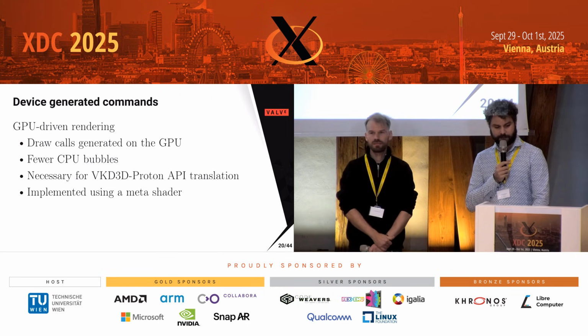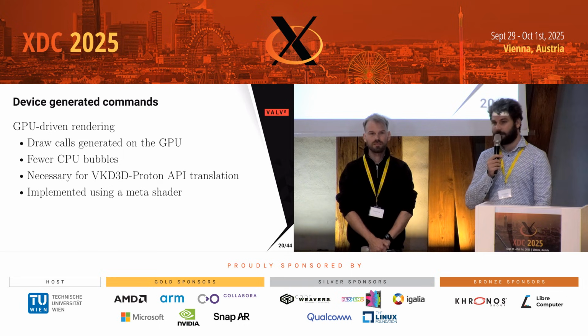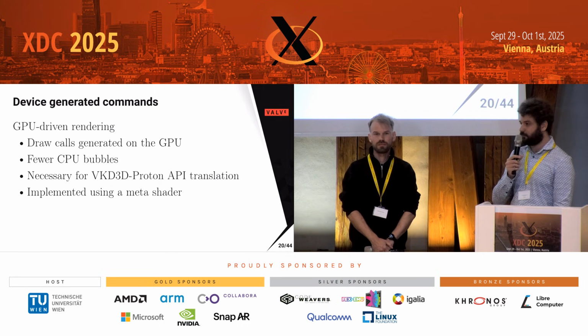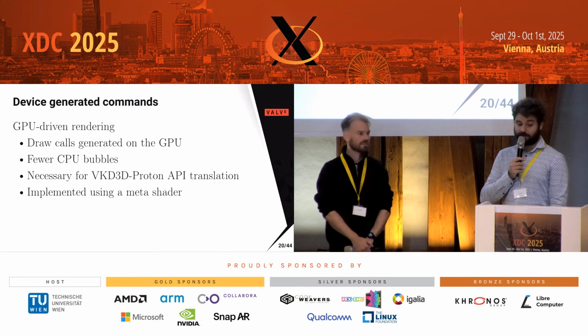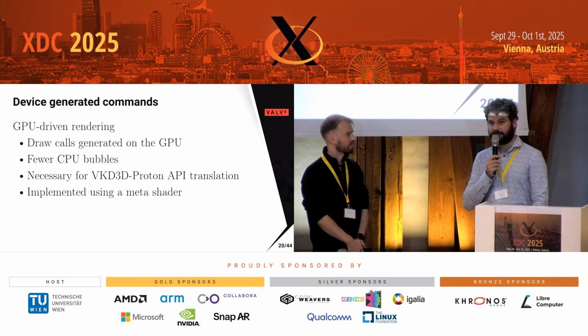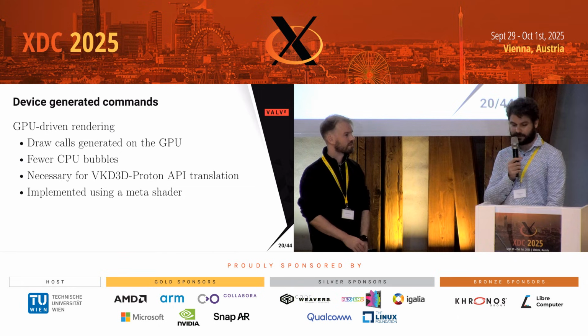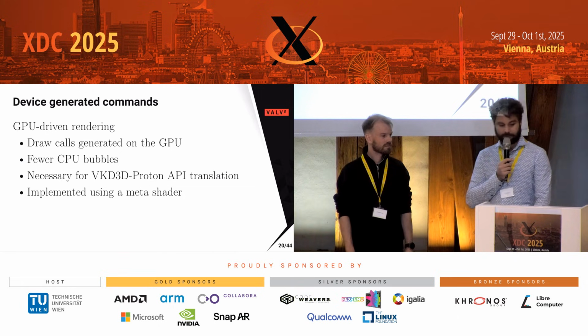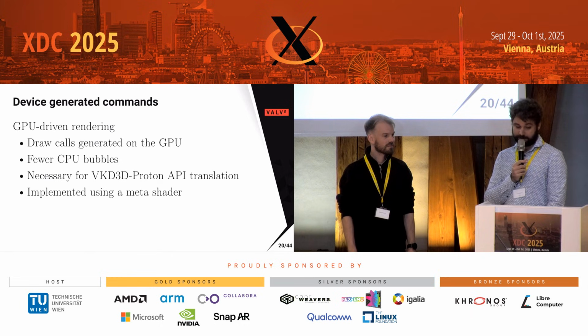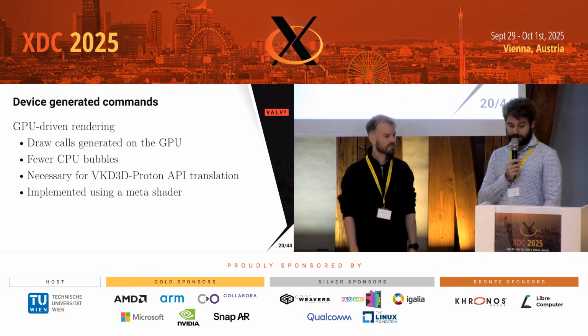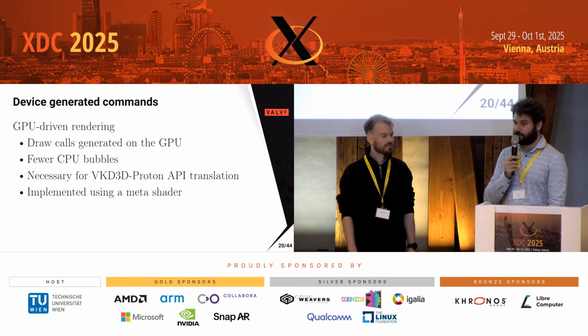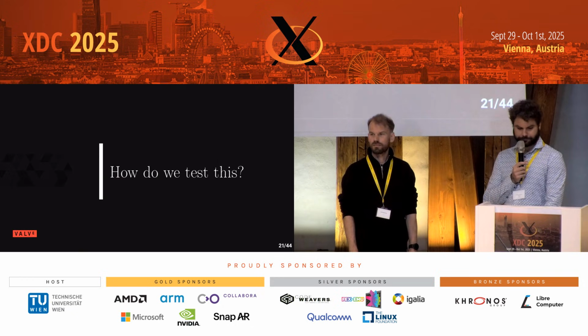Another important one is the so-called device-generated commands, which is very useful for GPU-driven rendering. So this means, in a nutshell, that your draw calls are not generated on the CPU anymore, but rather on the GPU. So that frees up the CPU to do other things for you. And this one was actually very important for API translation.